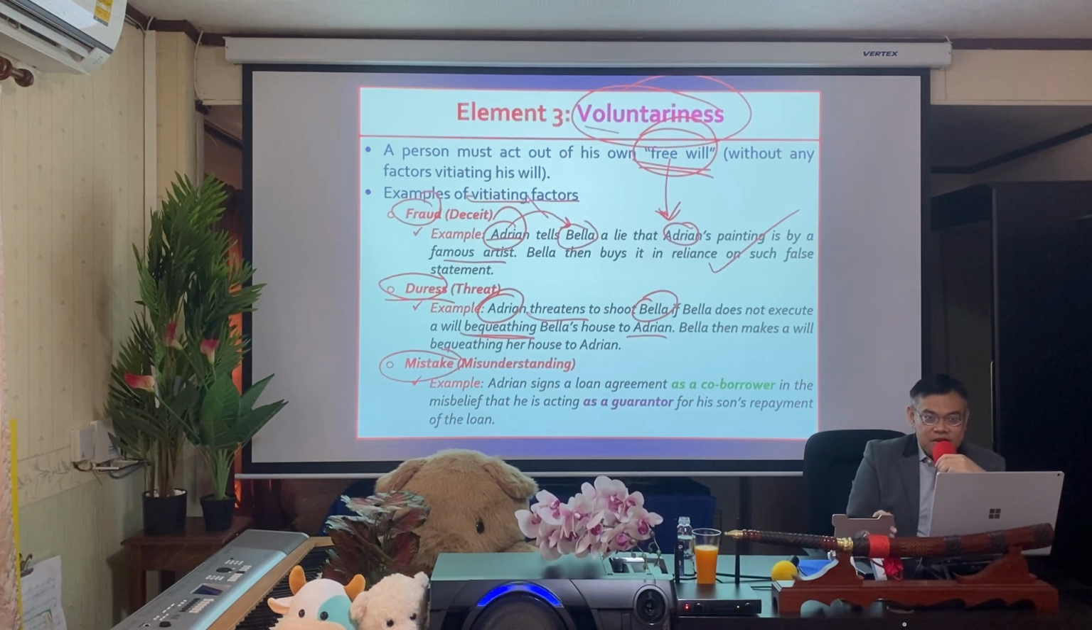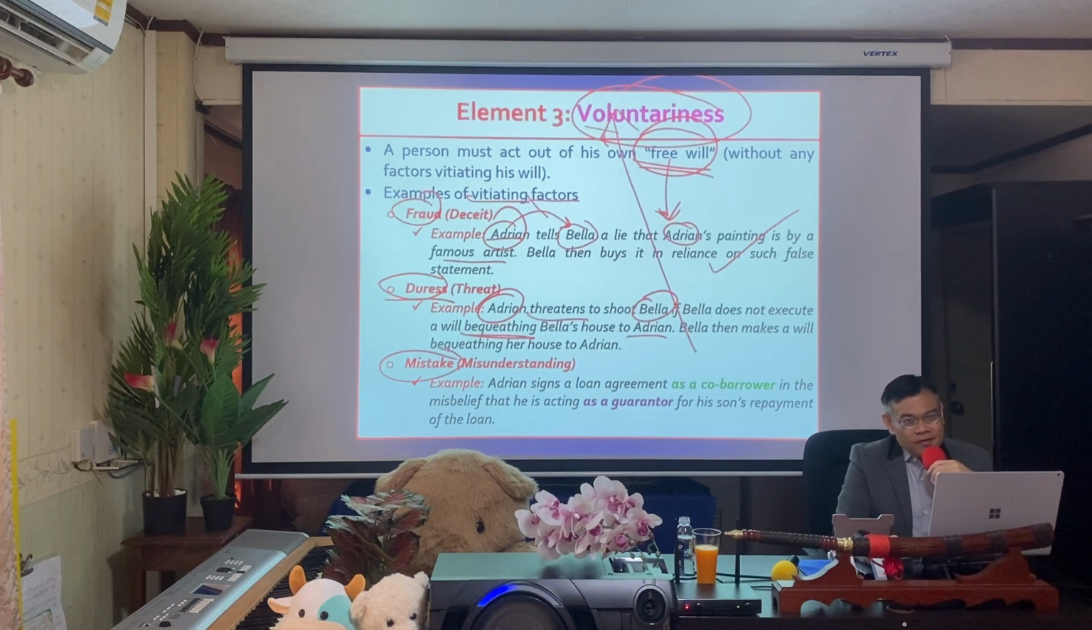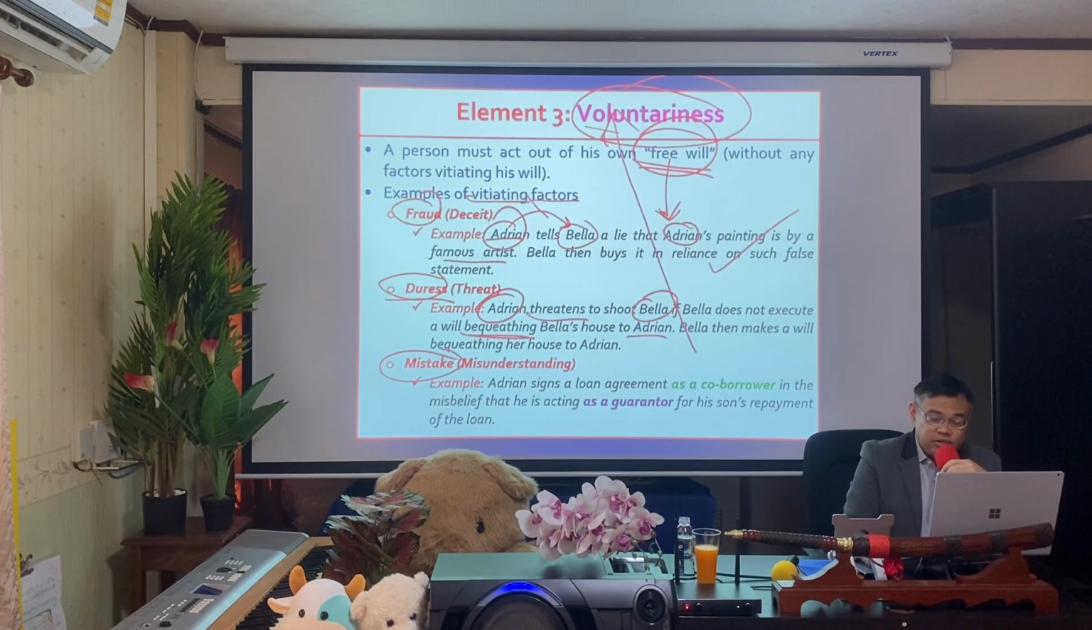So Bella in this situation is put in fear, in fact great fear, the fear of losing her own life. So she executes the will, bequeathing her house to Adrian. In this case, we can see that the execution of the will is not the product of voluntariness. So the will, which is of course a juristic act, will not carry full legal effect. One more example here: the mistake.